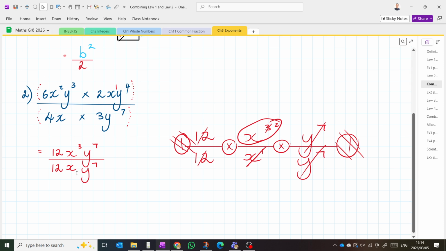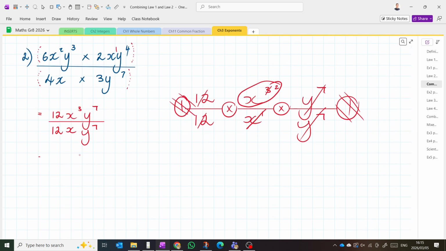Have a look at the left-hand side here. If we simplify 12 over 12, that would be 1. X cubed divided by x to the power 1 leaves me with x squared. Y to the 7 divided by y to the 7 leaves me with a multiplication of 1. And again, this 1 here doesn't have to be here. Timesing by 1 is not going to change anything, so we are left with just x squared.